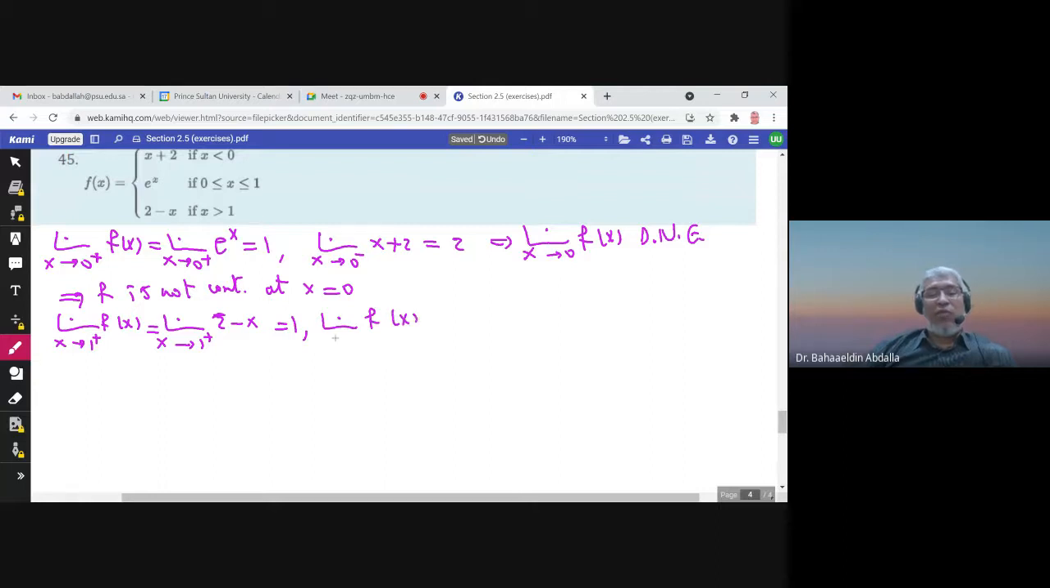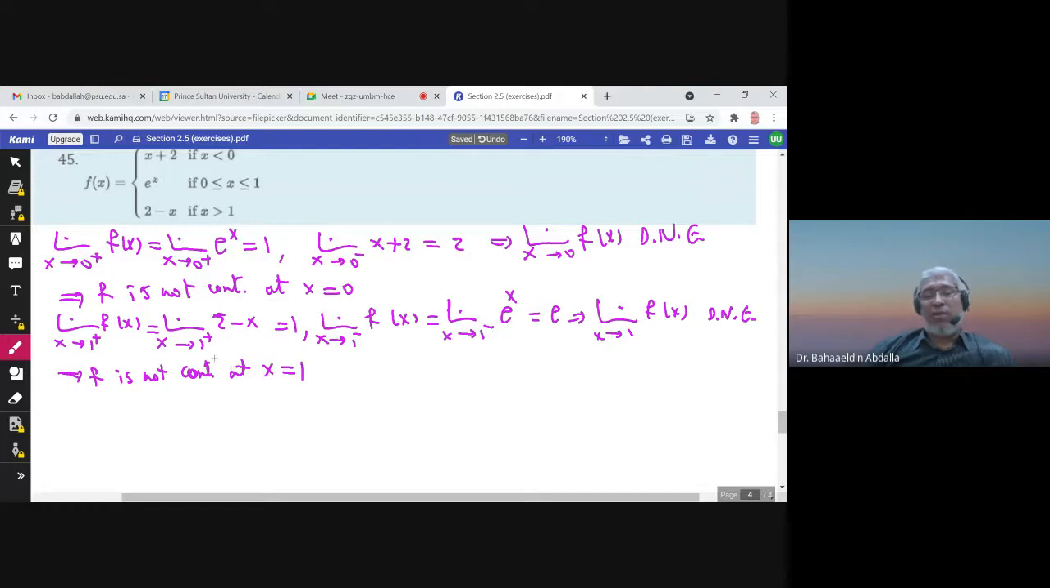While the limit of f of x when x approaches 1 from the left would be, in this case, less than 1, I'll use e to the power x. E to the power 1 is e. 1 is not equal to e. So the limit of f of x when x approaches 1 also does not exist. So f is not continuous at x equals 1.